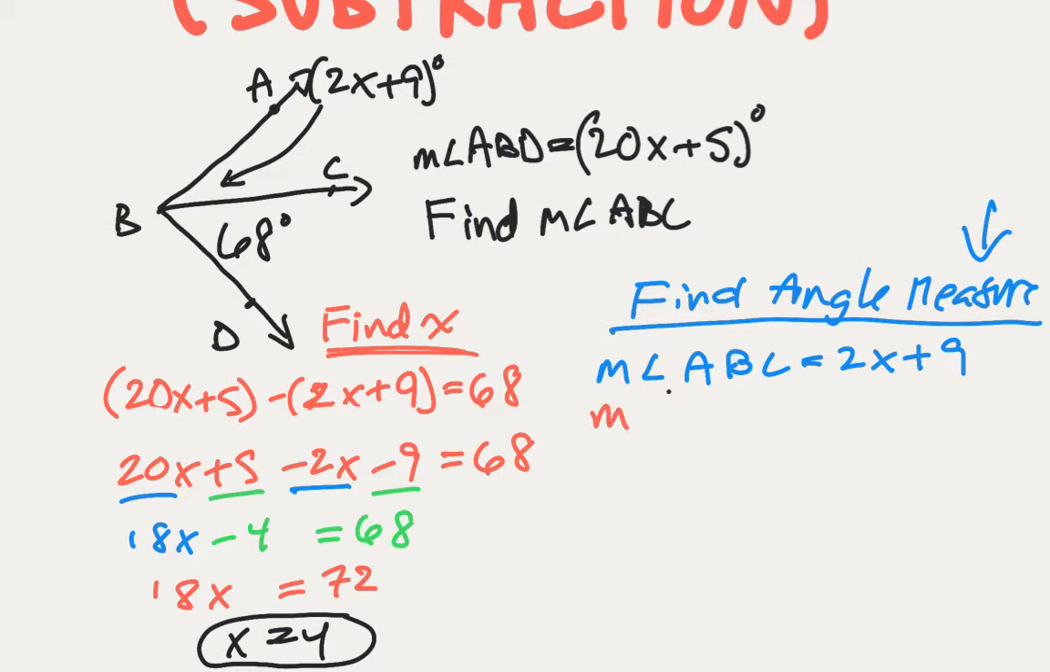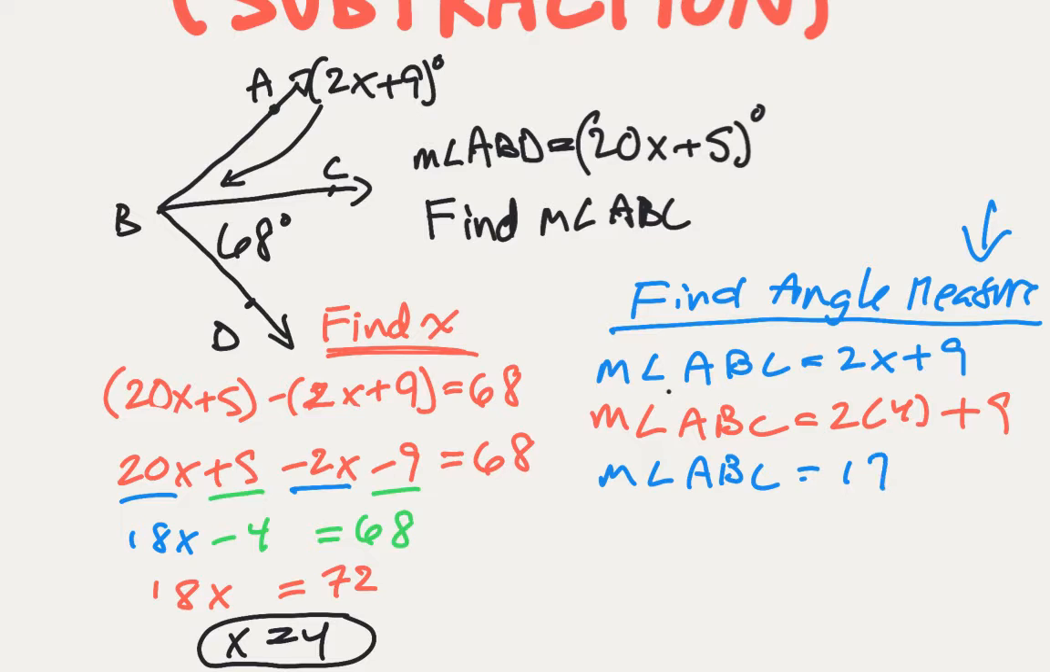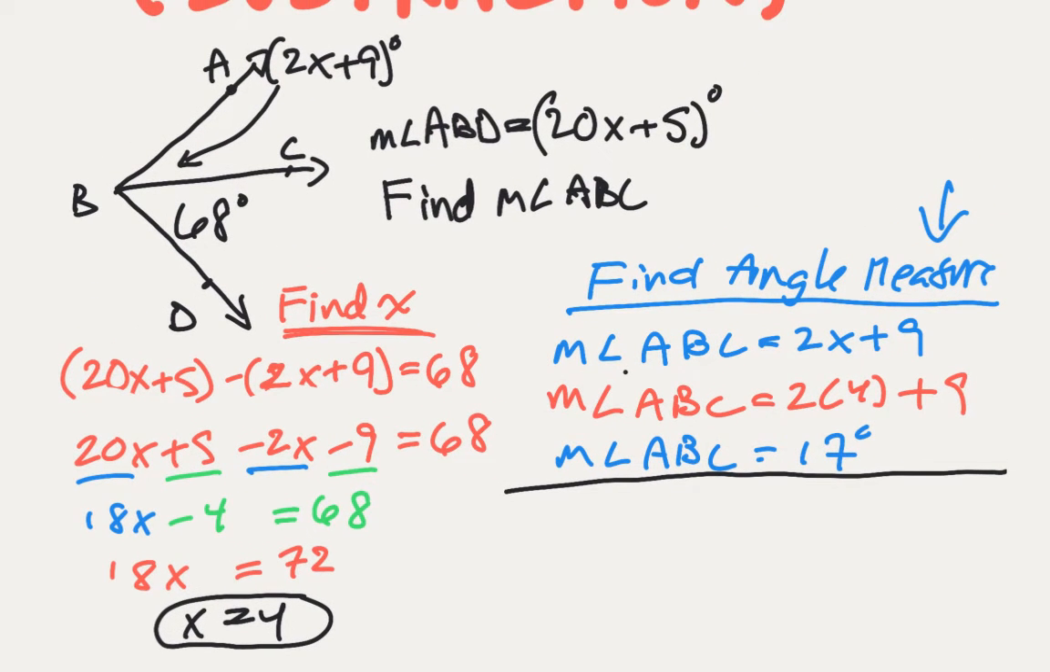We say the measure of angle ABC equals 2 times, we know x is 4, so 2 times 4 plus 9. Then we just work it out there, and we get that the measure of angle ABC is equal to 17 degrees. Okay. And while we're at it, let's just go ahead and find the other angle too. Wouldn't hurt.